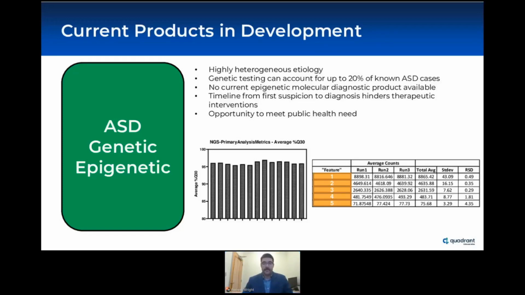as well as potentially allow us to elucidate some of the epigenetic causes. We intend for this product to significantly reduce the timeline from when a neurodevelopmental issue may be first identified to a proper diagnosis, which currently can be on the order of years for many children. This allows for a much earlier application of critical therapeutic interventions and gives us an opportunity to meet a much needed public health change.